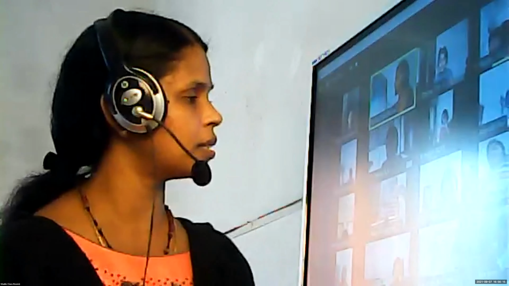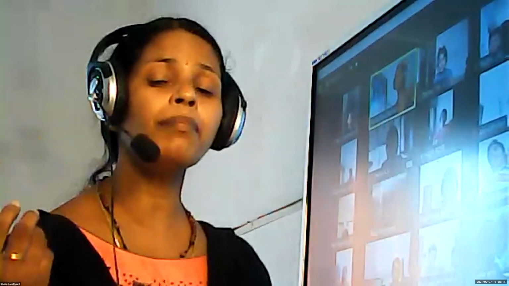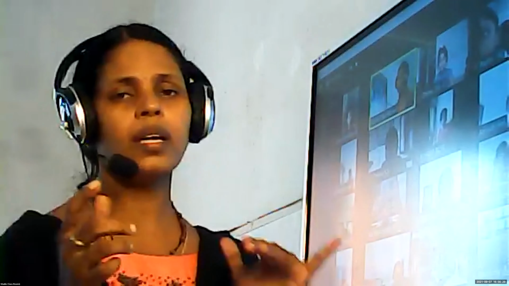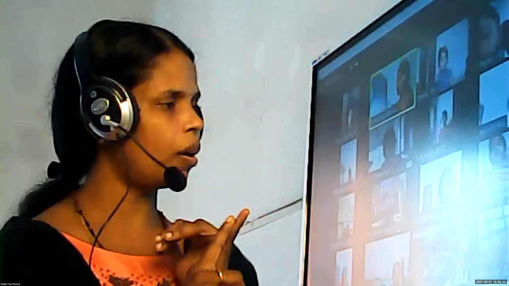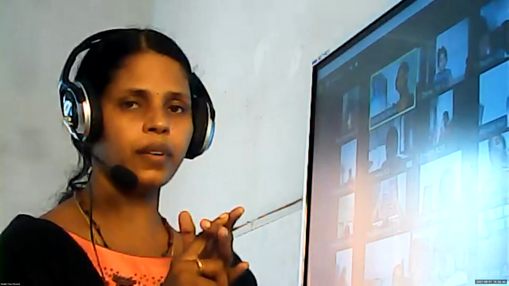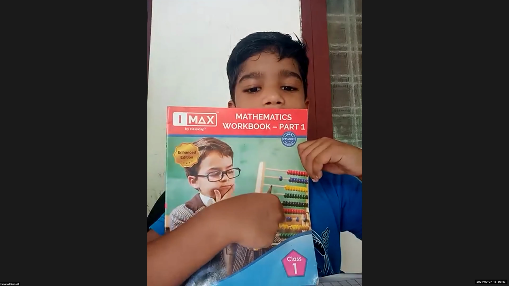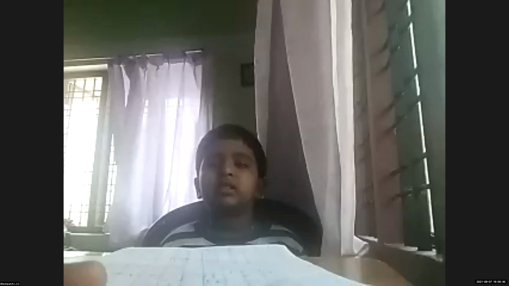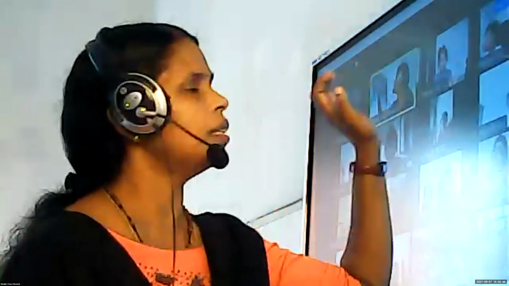What is this abacus? Abacus is a simple device, and it's for calculating. Device means what? In computer class you may have studied devices. Keyboard is a device. Printer is a device. Webcam is a device. Computer mouse is another device. So device means it's a thing.